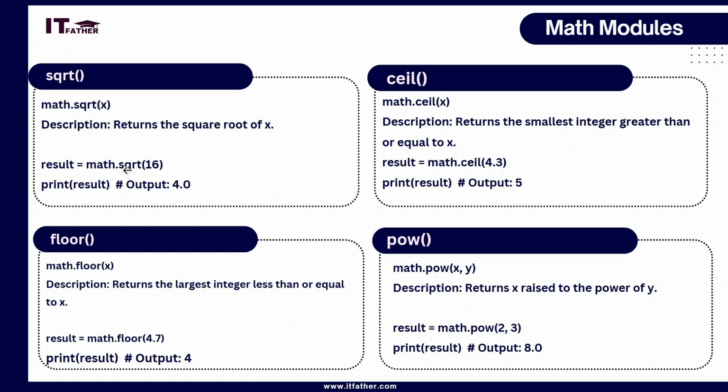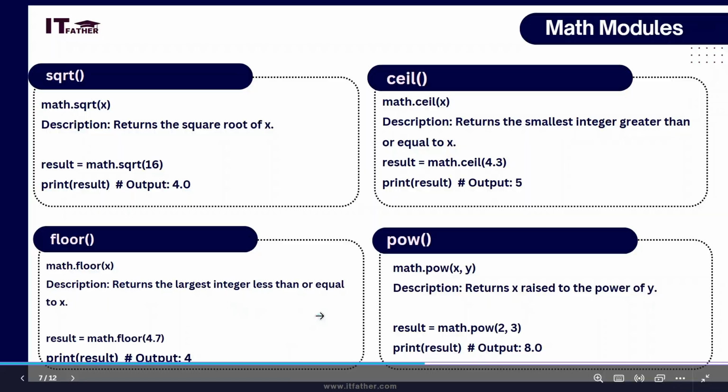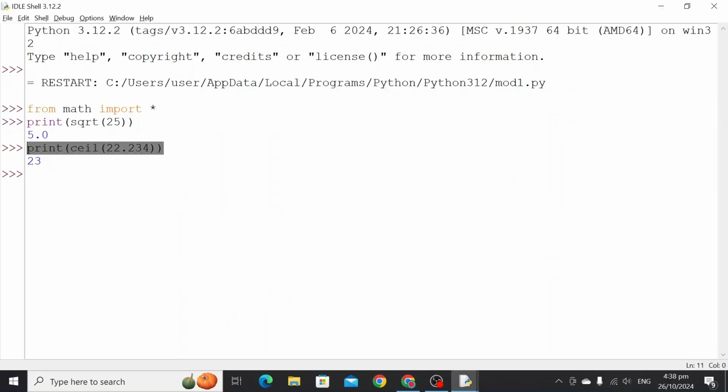Now we have the floor function. The floor function will not give the incremented value. It will provide the same integer value, lesser than the given value, meaning it returns the largest integer less than or equal to x. If we pass 22.234, it will give only 22 in floor. If you don't want to give a benefit to the user, then you use floor, and if you want to provide a benefit to the user, then you use the ceil function.